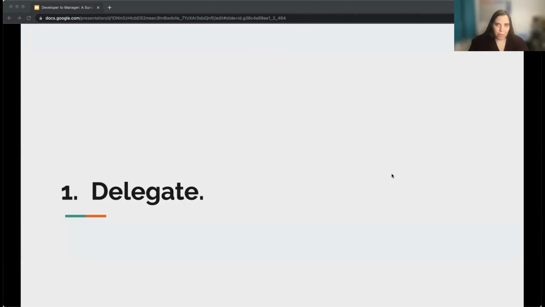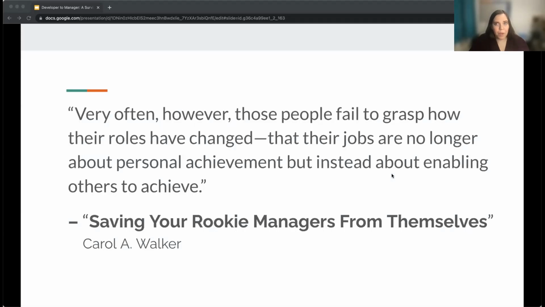If you have been promoted into a management role from a development one, it's a pretty safe bet that you were good at what you did. You've probably gotten a pretty steady stream of praise for your aptitude at problem solving, and promotion into a leadership role is a recognition of the abilities that you're bringing to the table. But a lot of people who make this leap don't really get that their jobs have changed, and their jobs are no longer about their personal achievement, but about how they enable other people to achieve.